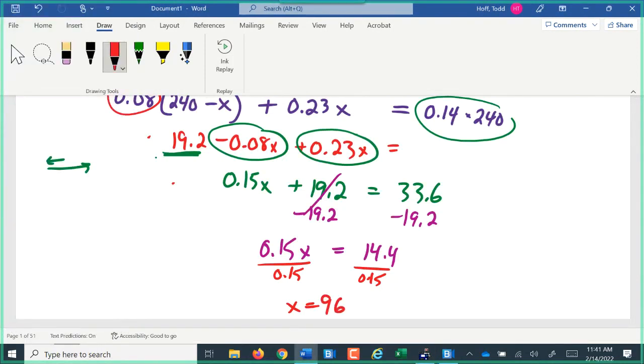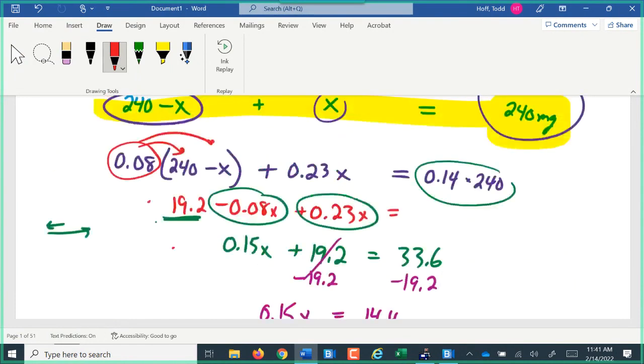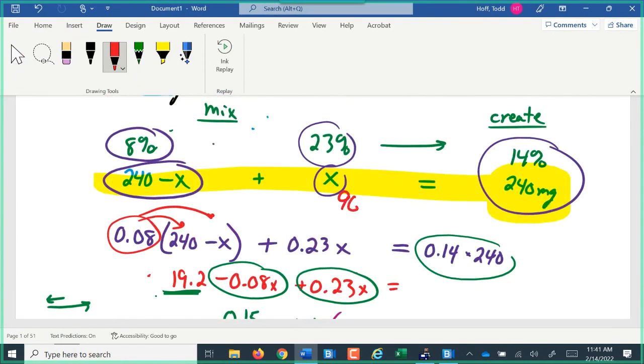96. Now, as always, we need to make sure we know what that x represents, and then we need to go back and make sure we've answered our question. x was 96. That represented the amount in milligrams of the 23% solution. We do still have to get the amount of the 8% solution. So that's 240 minus x, or 240 minus 96, which would be 144 milligrams of the 8% solution.